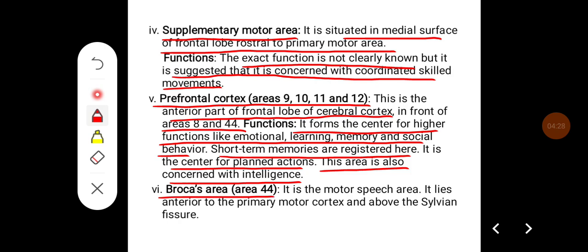Then we have Broca's area, number 44. It is the motor speech area. It lies anterior to the primary motor cortex above the Sylvian fissure.